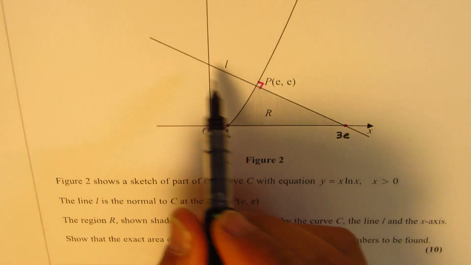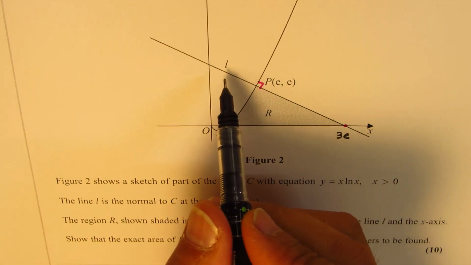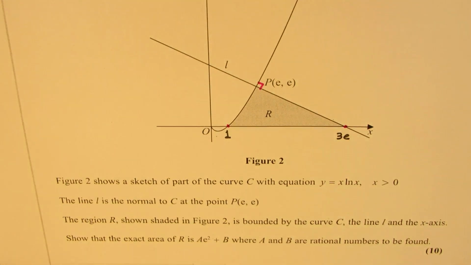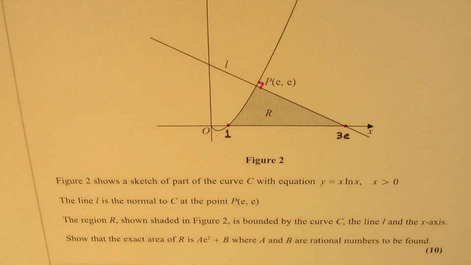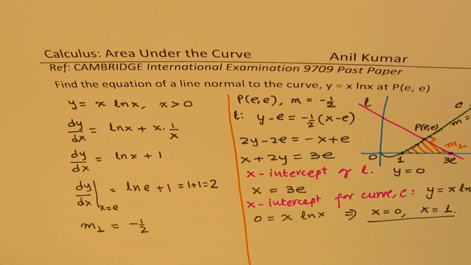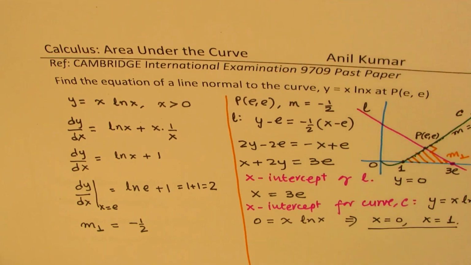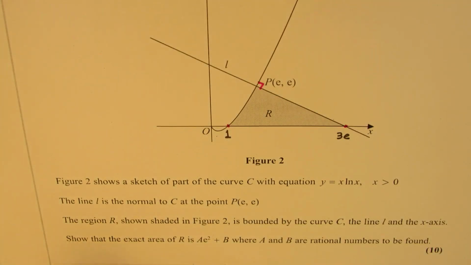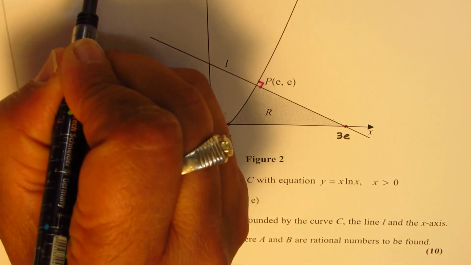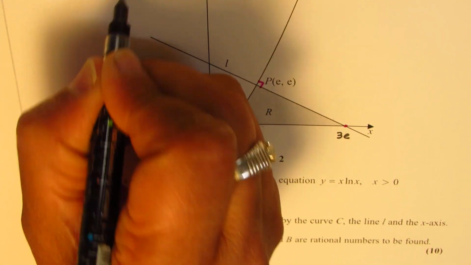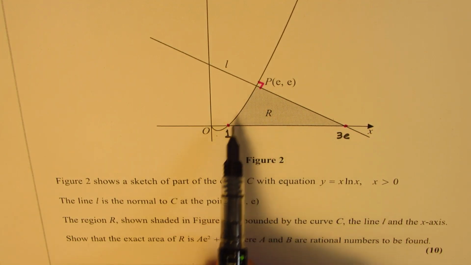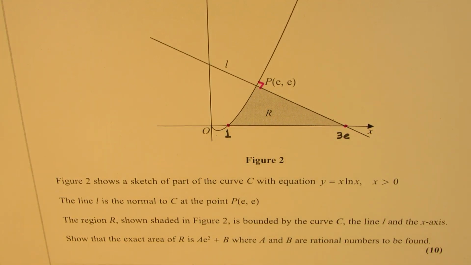The equation of our line L, let me write it down here, was what? The equation of the line was x plus 2y equals 3e, right? So that is the equation of the line. Now we need to find the area of this portion. How do we do that?